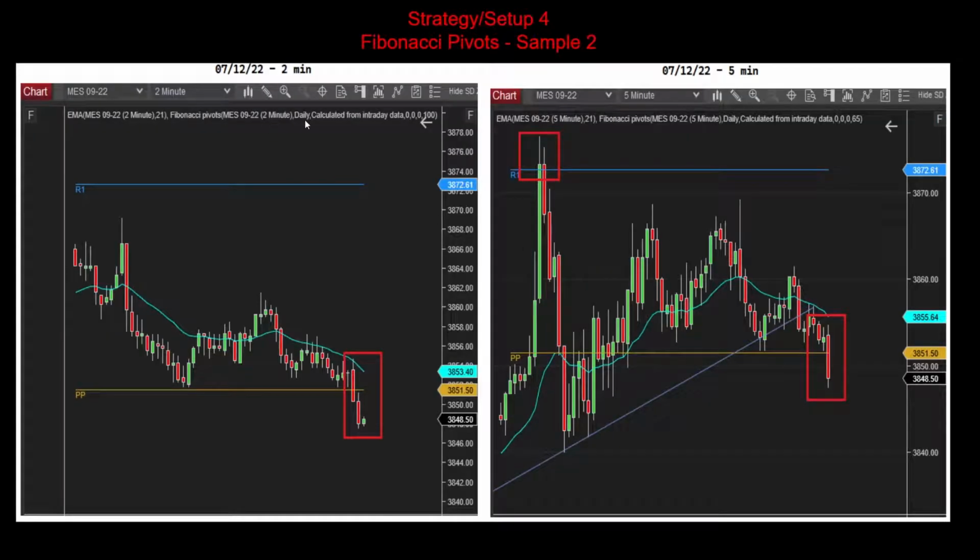So this is 7-12. This is the 2-minute chart. This is a 5-minute chart. I do like to use these pivot points on a smaller time frame because it gives you a better shot for that retest, the break and retest strategy.